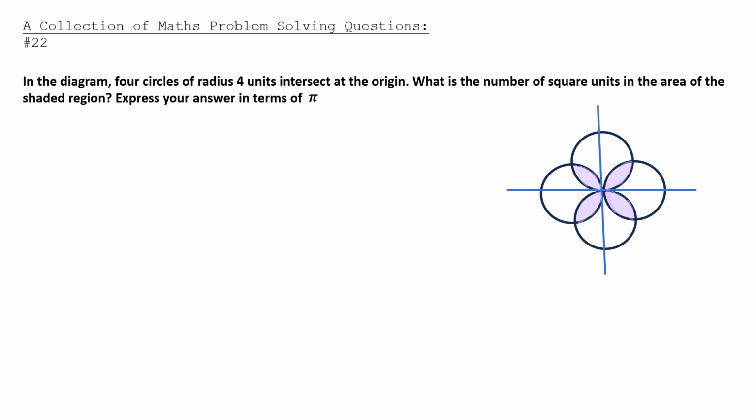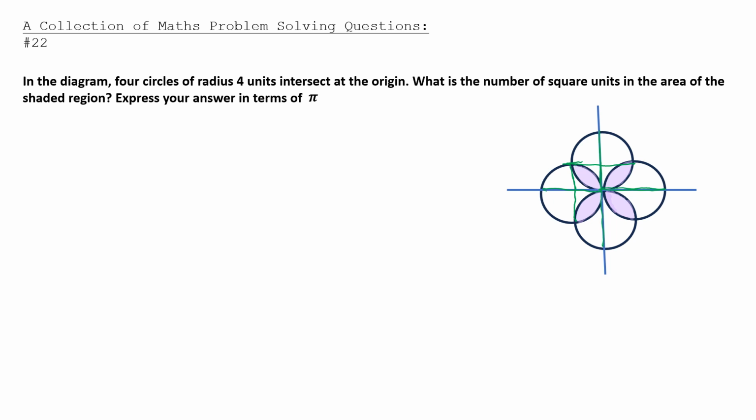The first thing is all four circles are equal in radius, so that means they're equal in area. And the fact that they pass through the origin means these lines are the diameter of the circle. This is the diameter, and this would be the radius of the circle.